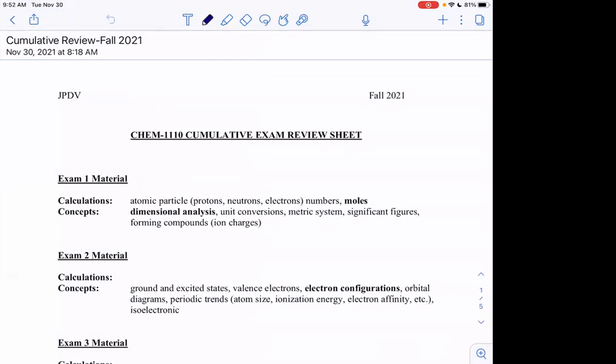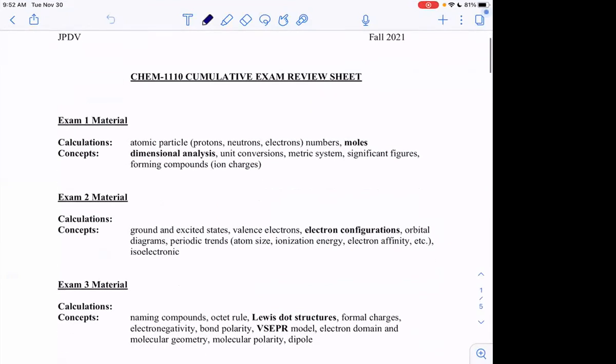And this is my review sheet. Okay, so what I've done is broken down each exam's materials for you into what I consider areas where you might see calculations and those that are just conceptual.